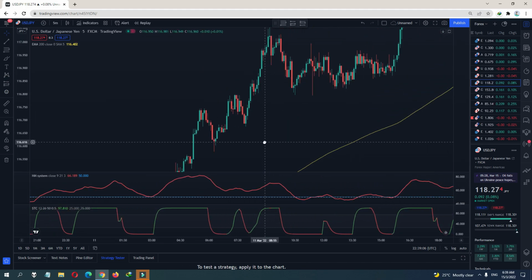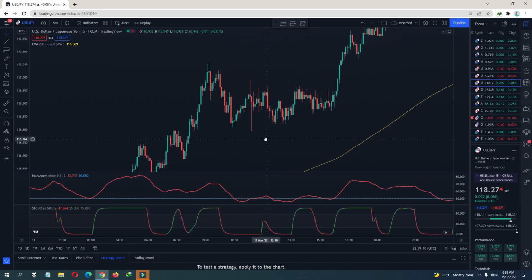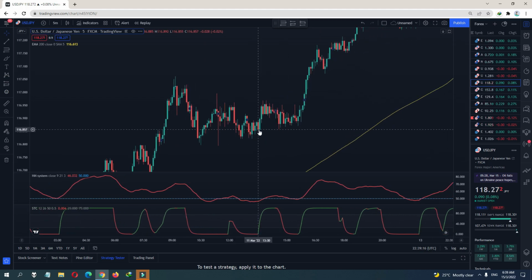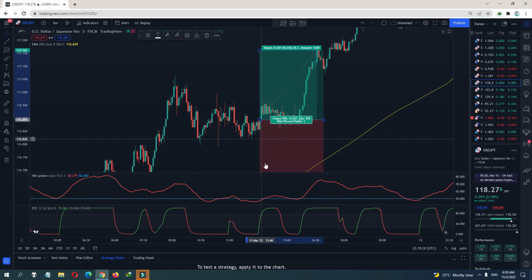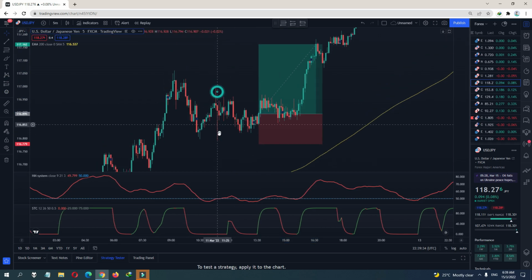Here, nope. We wait for it to go below 50. So here, nope. Okay, it's here. It turns green from red, and it's below the 50 line. You see the number here. So here we buy. The stop loss is kind of subjective, so let's say it's here.